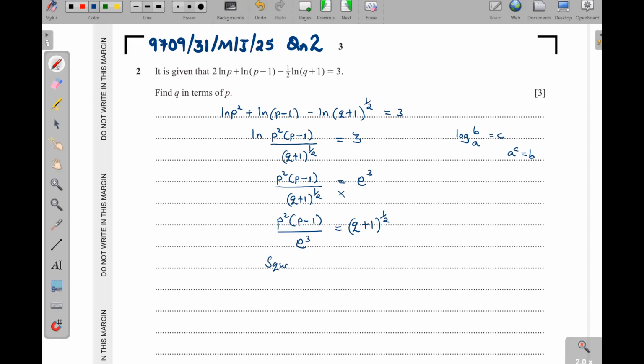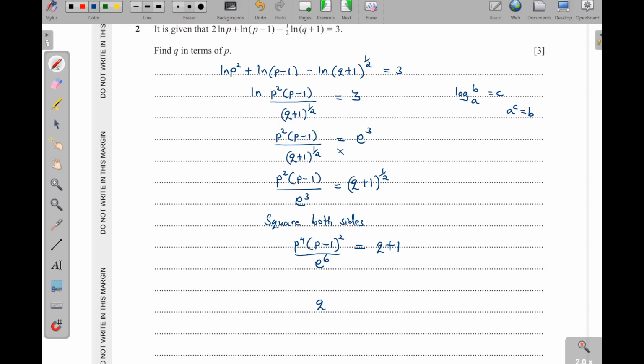Then we can square both sides. When we do so, we shall have p to the power of 4 now, then p minus 1 squared, over e to the power of 6, not so? Which would be equal to q plus 1. Of course, now you can bring 1 to the other side. This simply implies that your q is going to be equal to p to the power of 4 into p minus 1 squared over e to the power of 6, then minus 1.